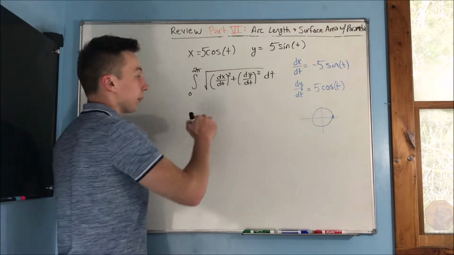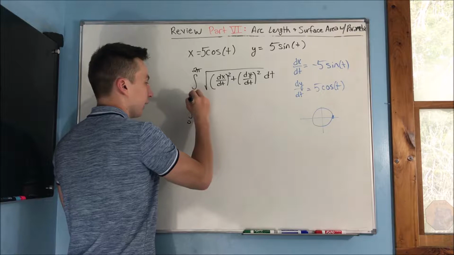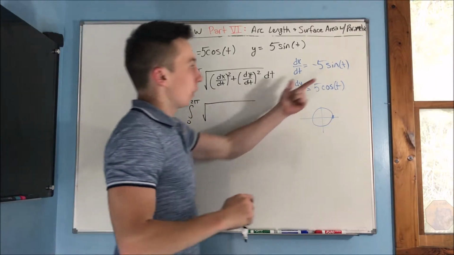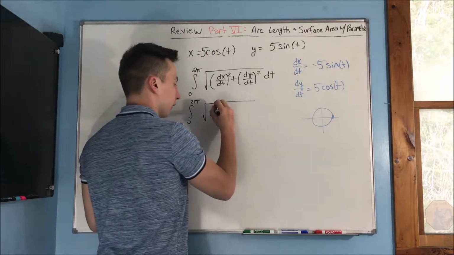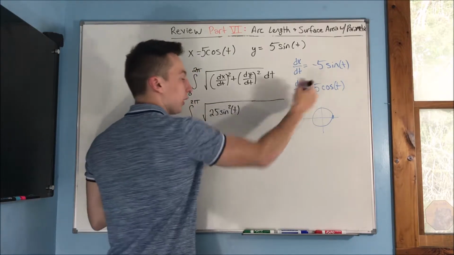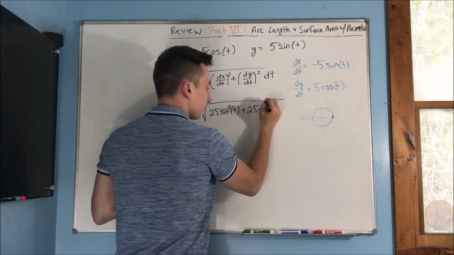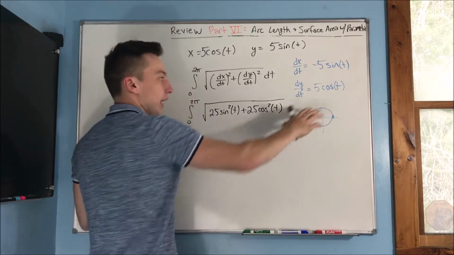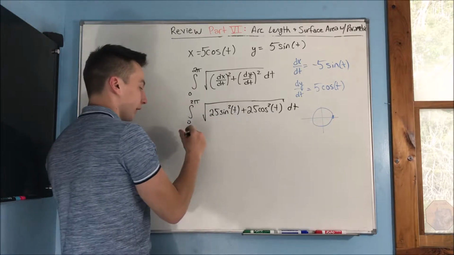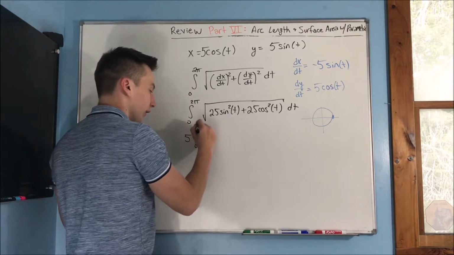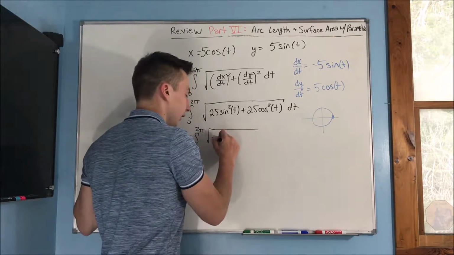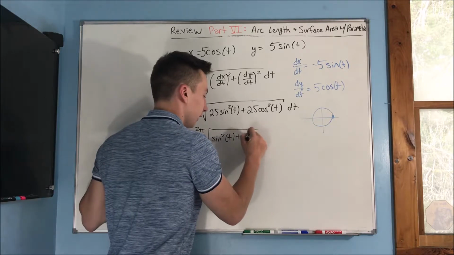Now, we can plug this in. We get the integral from 0 to 2 pi, the square root of dx/dt squared. Okay, so we get 25 sine squared t, plus 25 cosine squared t, right? That's going to be that squared. And then we get a dt on the end. We can factor out a 25, which will give us a 5 on the outside of the integral. 5, the integral from 0 to 2 pi of, now we're just left with that sine squared t plus cosine squared t in the radical.